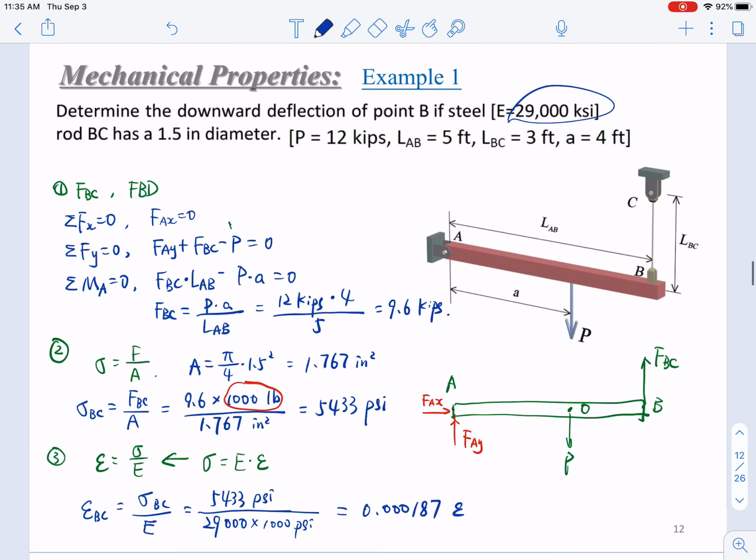Then our final step would be to solve the deformation of BC, or displacement of point B. In the last step, we have delta equals epsilon times L. So the delta BC equals epsilon BC times LBC. That is 0.000187 times 3 feet, times 12 to turn it into inch. So we get 0.00674 inch.